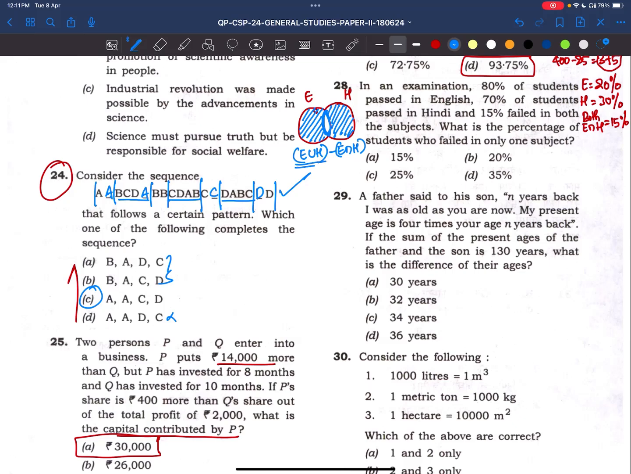Okay. What is this value? N of E plus N of H minus E intersection H, right? This value. So ultimately it will become what? This entire equation: E plus H minus 2 times of intersection of E and H, right? You know the values? Let's substitute. 20 plus 30 minus 2 times of 15. This 30 gets cancelled. Answer is 20%.